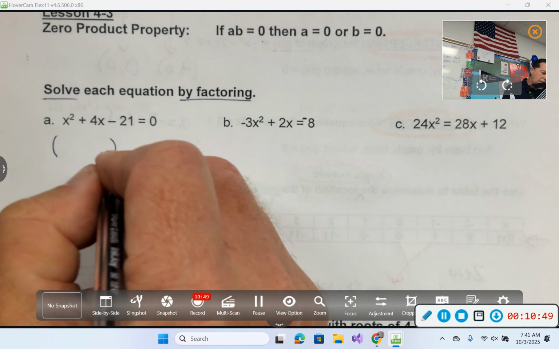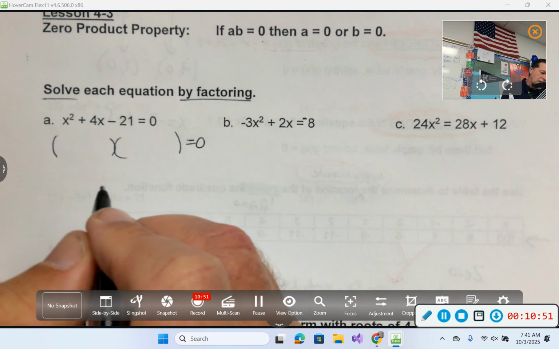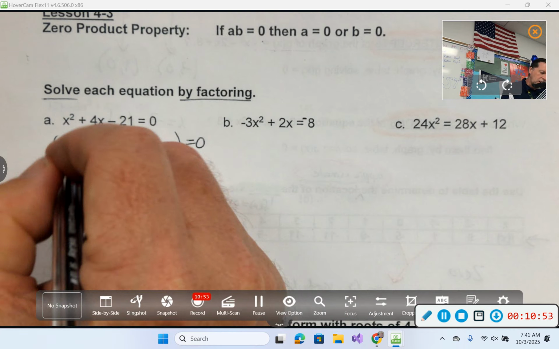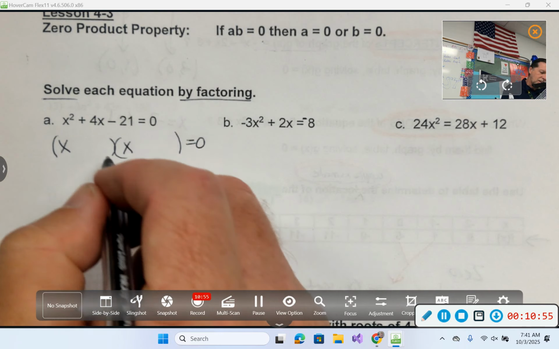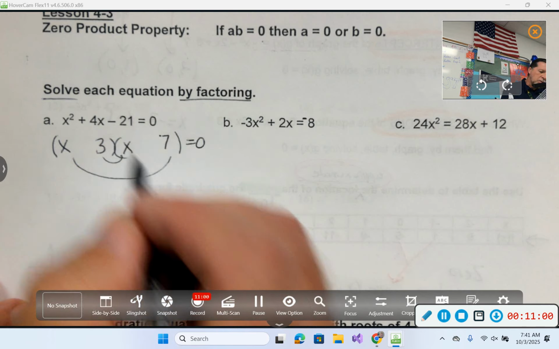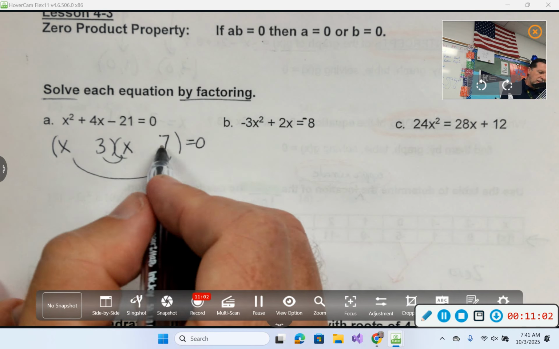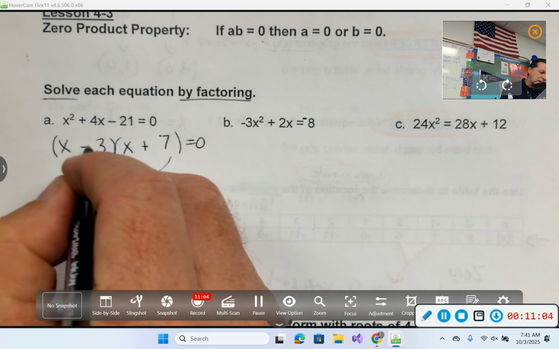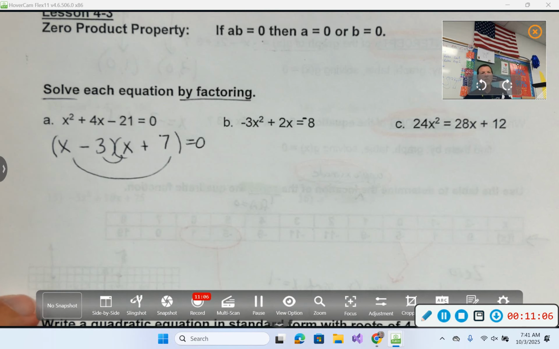So more factoring. Let's see, this one's an easy one. x and x. 7 times 3 is 21. A positive 7 and a negative 3 would make a plus 4 in the middle.